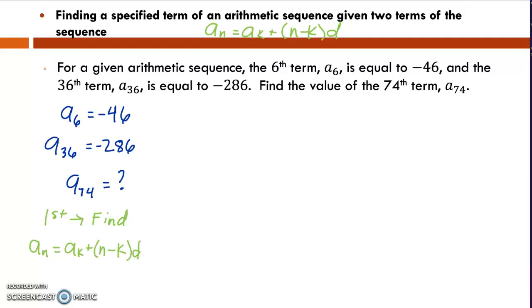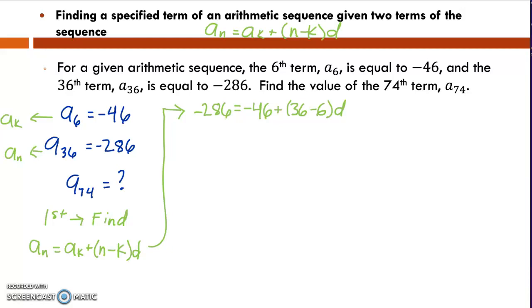But my a sub n is going to be this a sub 36. My a sub 6 is going to be my a sub k. So I will get from here a sub n is negative 286. That's equal to a sub k, or negative 46, plus n, which is 36, minus k, which is 6, times d. And after I go ahead and solve through this one, I will get negative 8 equals d. How do I do that? I do 36 minus 6, which is 30. I add 46 to both sides, and then divide by 30, and I'll get negative 8 equals d.